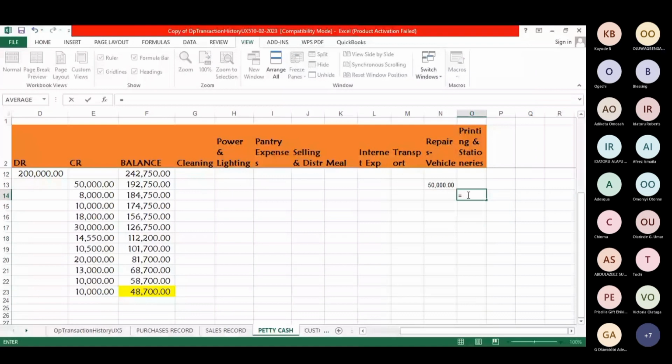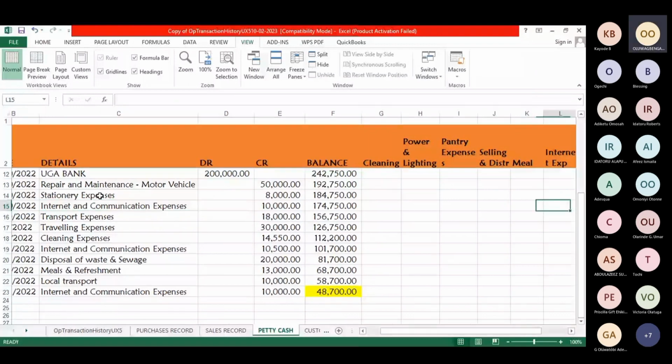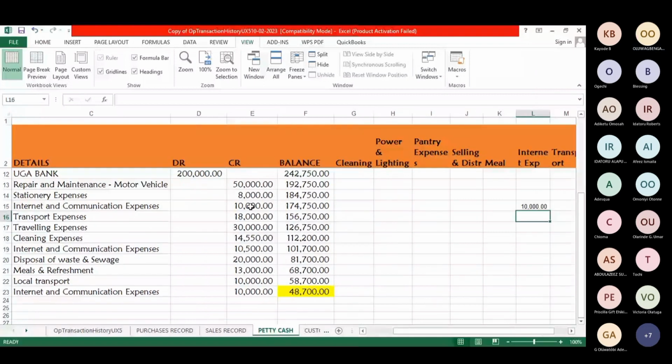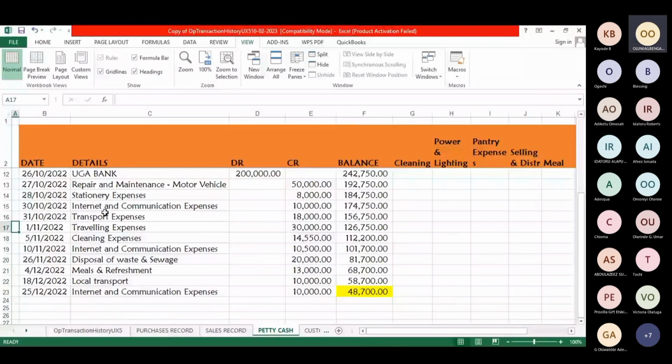$8,000. Internet. I'll come here. 10,000. Transport. 18,000. Traveling expenses. Let me put it as part of transport. Let me assume it is for transport.